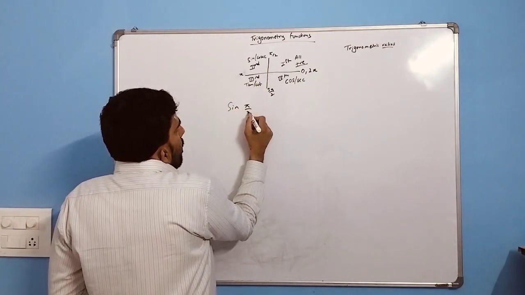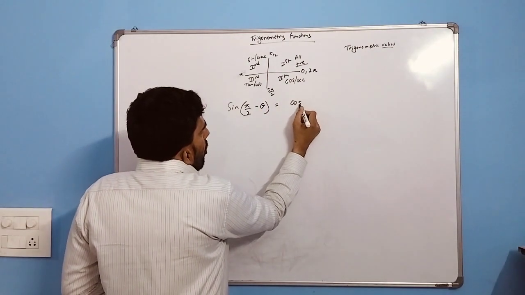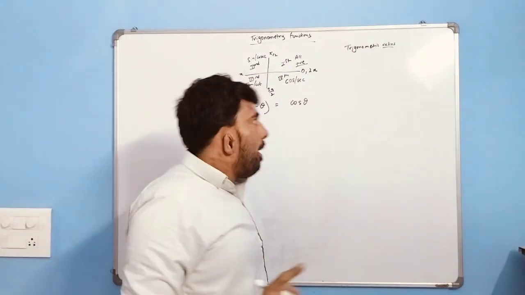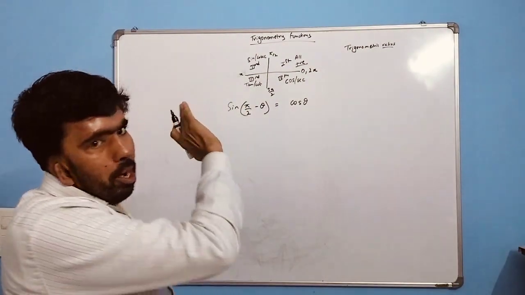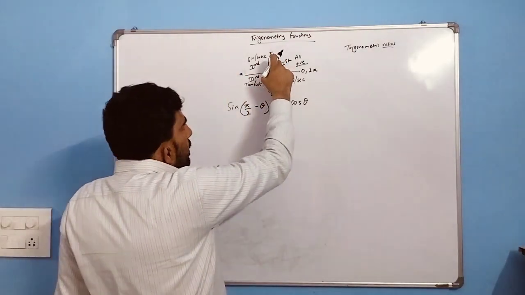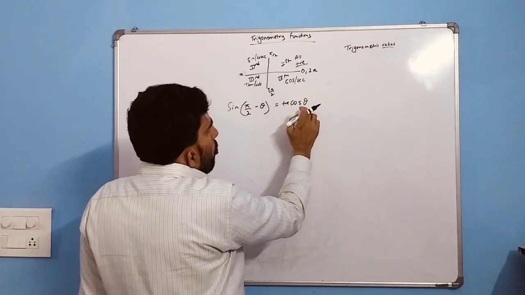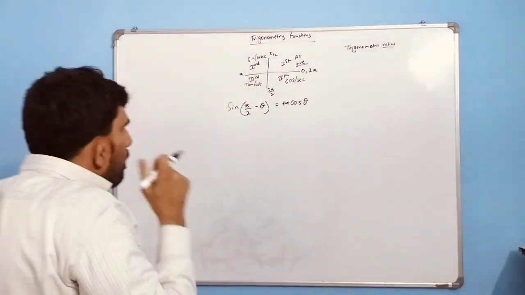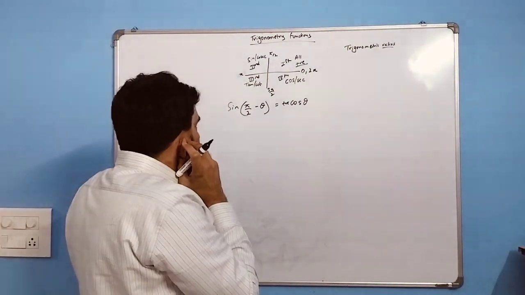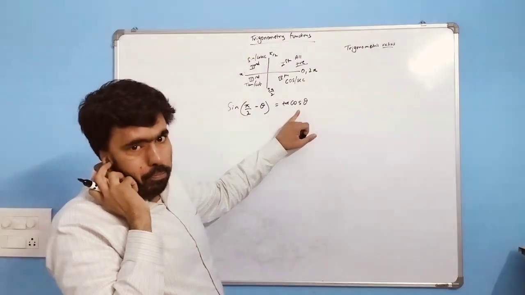Sine 90 minus theta will be cos theta. Sine 90 minus theta is cos theta. I am talking about the first quadrant here. So 90 minus theta will be in the first quadrant, where all are positive. So sine will also be positive and it converts into cos theta.